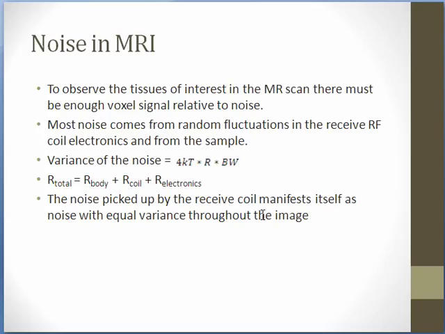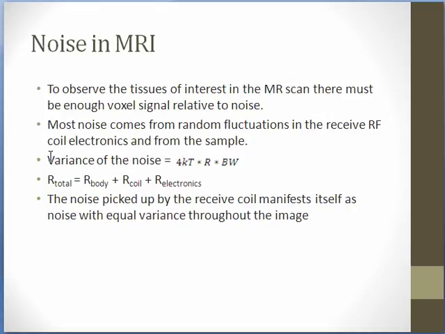And so what about the noise in MRI? Again, to observe the tissues of interest, there actually has to be a lot more voxel signal than there is noise. Most of the noise is coming from random fluctuations in the receive RF coil electronics and from the sample itself. So we have these random voltage fluctuations in the sample. The human body has molecules that are bouncing around in Brownian motion.